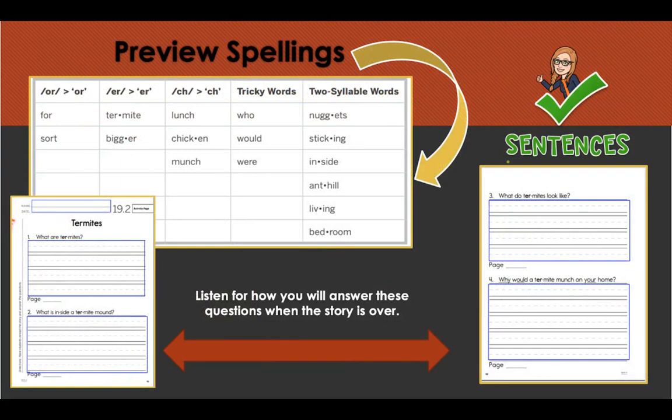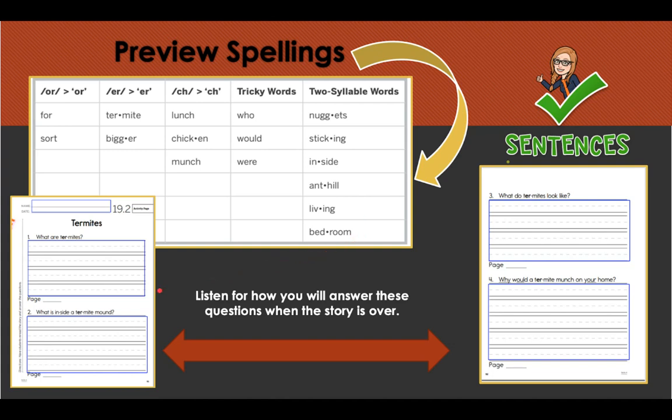Our previous spellings, boys and girls, let's review. We have or words: for, sort. Remember, you're reading these with me. Words: termite, bigger. Ch words: lunch, chicken, munch. Tricky words: who, would, were. Two-syllable words: nuggets, sticking, inside, anthill, living, bedroom.